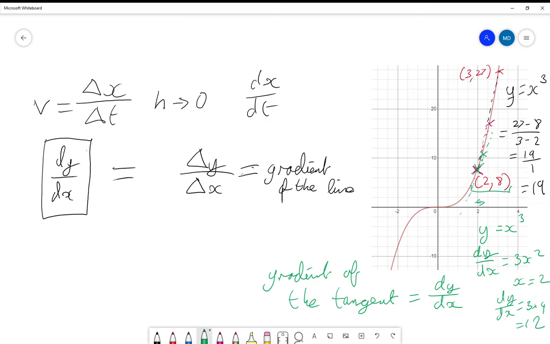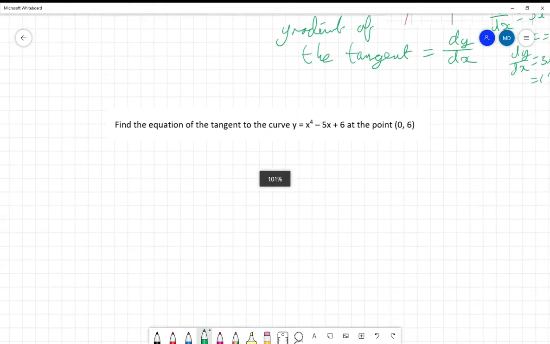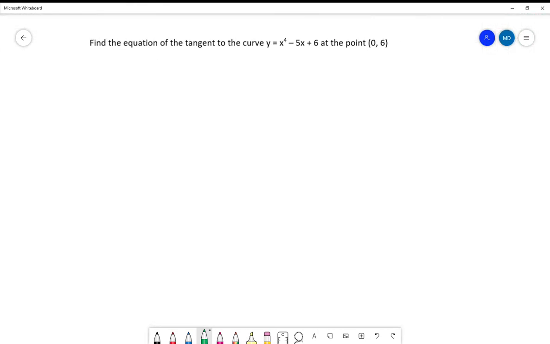Okay, so here's some examples. Find the equation of the tangent to the curve y equals x to the power of 4 minus 5x plus 6 at the point 0, 6.